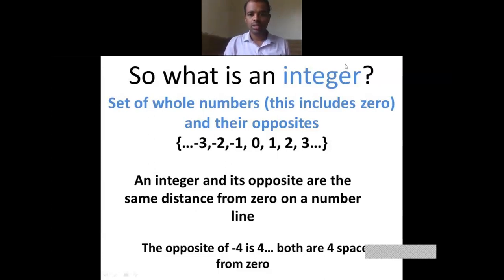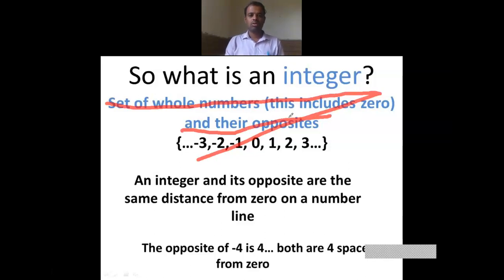Here you can see it. What is an integer? The set of whole numbers including zero and their opposites. Very simple. This includes zero and their opposites, and we call them integers. Integers and their opposites are the same distance from zero on a number line. See here: 1, 2, 3, 4 are natural numbers. Including zero, we call them whole numbers.